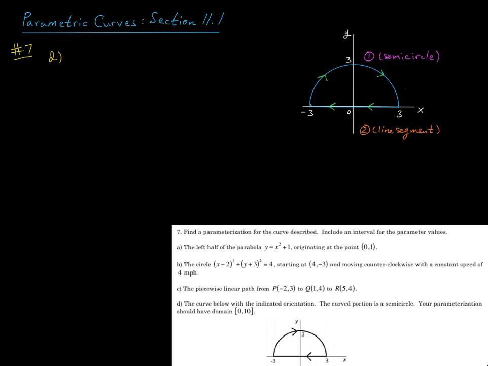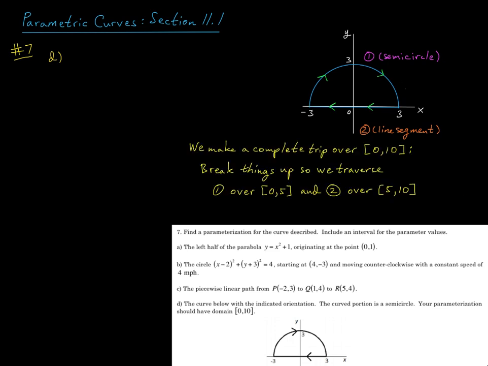What it does not say is how long it's going to take us to cover the semicircle and how long it's going to take us to cover the line segment. So that part is actually open-ended. So for this solution, I'll go ahead and break things up so we traverse the semicircle in, say, 5 seconds, if seconds are the time interval.